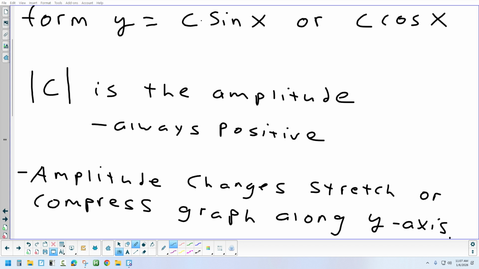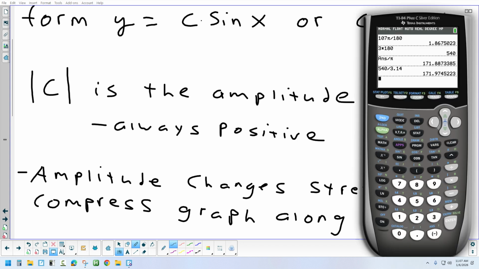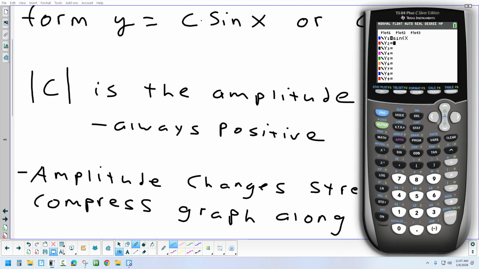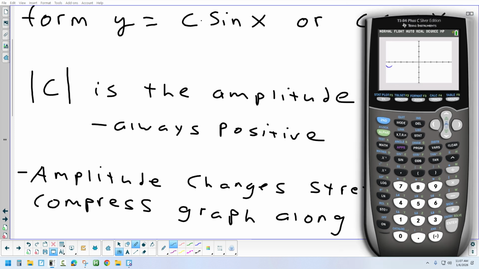So let me show you on a graph what an amplitude change looks like. Here's sine, and I'm going to graph 3 sine. What you're seeing in blue is just the original sine function. It goes from 1 to -1. 3 sine is going to be 3 times as tall. It's going to go from 3 to -3. Has it moved left and right? It's just been stretched vertically. That's an amplitude change.